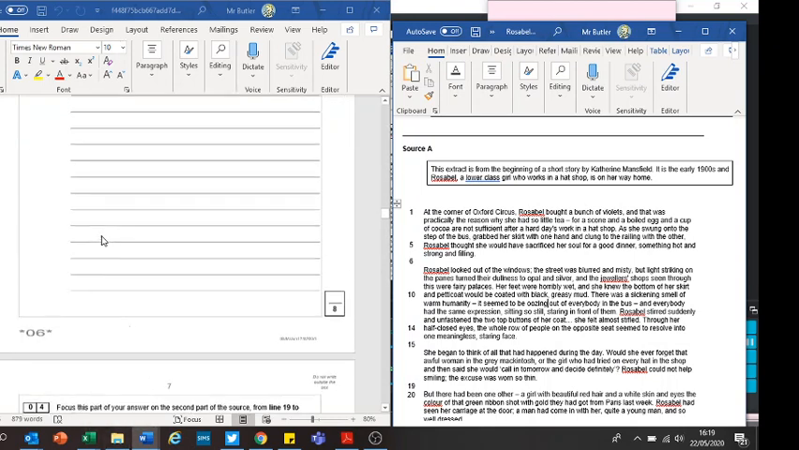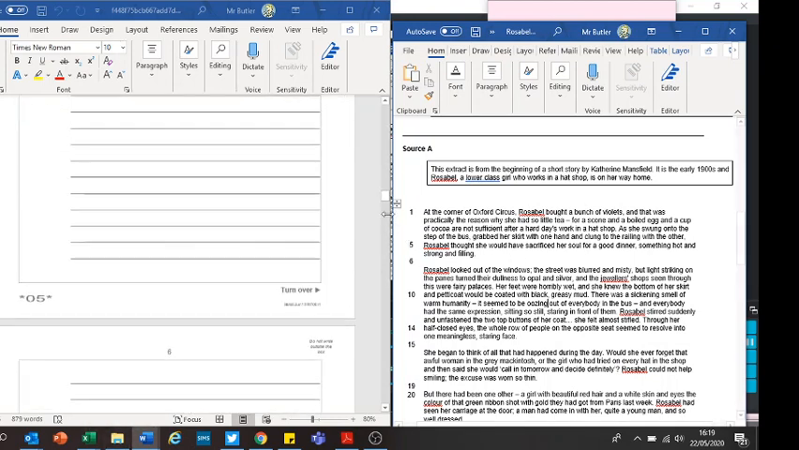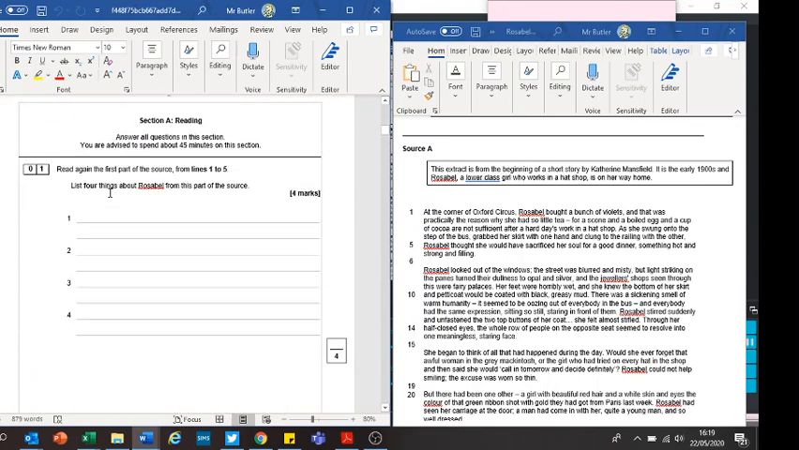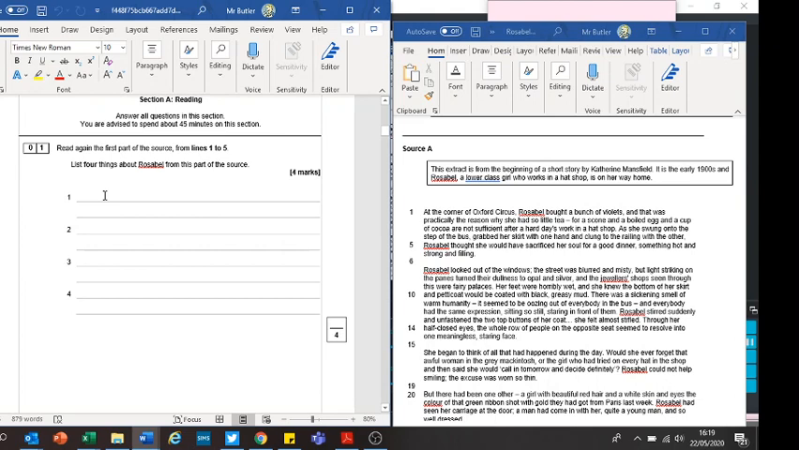So if we go back to question 1, by the way, I don't know if you've realised you could pause this at any point if you actually want to look at stuff. Or stop it. Question 1. There's 4 things about Rosabel, but only from lines 1 to 5. So we'll get lines 1 to 5 in a lesson or in the exam.